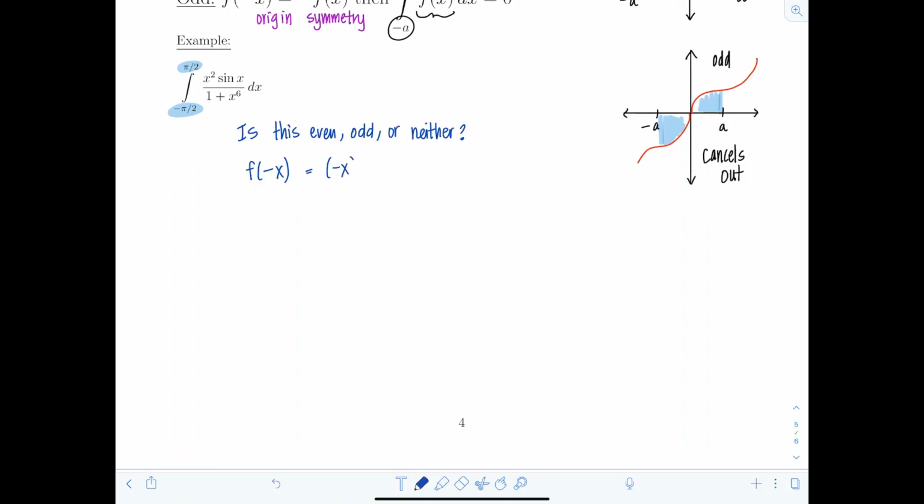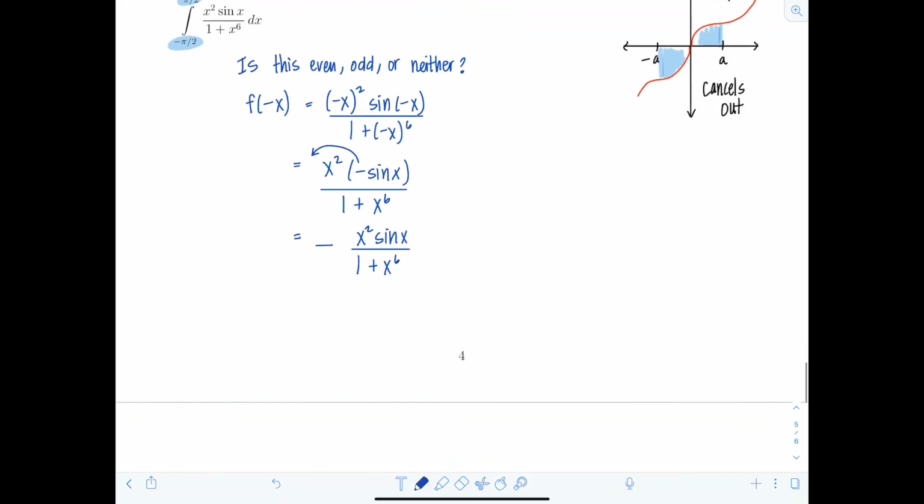So substituting negative x for x, I'm going to have negative x squared times sine of negative x over 1 plus negative x to the 6th. Okay, in the numerator, I'm going to have positive x squared. Sine is an odd function, yes? So I have negative sine x. The only even trig functions are cosine of x and secant of x. Okay, over 1 plus positive x to the 6th. Now that negative, I can pull that outside, so I could rewrite this as negative x squared sine x over 1 plus x to the 6th.